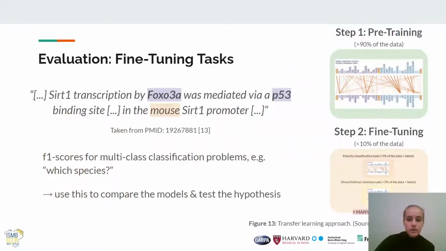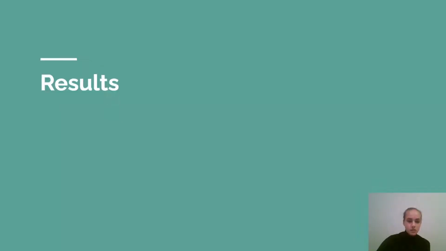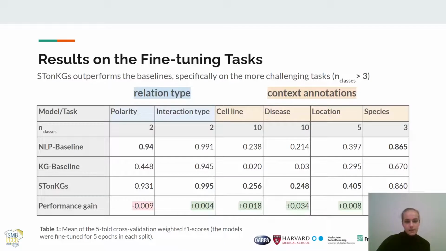Moving on to the evaluation, we evaluate the approaches in a transfer learning procedure consisting of the annotations that are given in the data set. Based on that, we set up multiple multi-class classification tasks. Moving on to the results, one can see that STonKGs outperforms both baselines, specifically on the more challenging tasks, which consist of more classes. This suggests that the addition of both modalities in the same model could particularly be helpful for more challenging tasks with more classes and specifically fewer samples per class at hand.